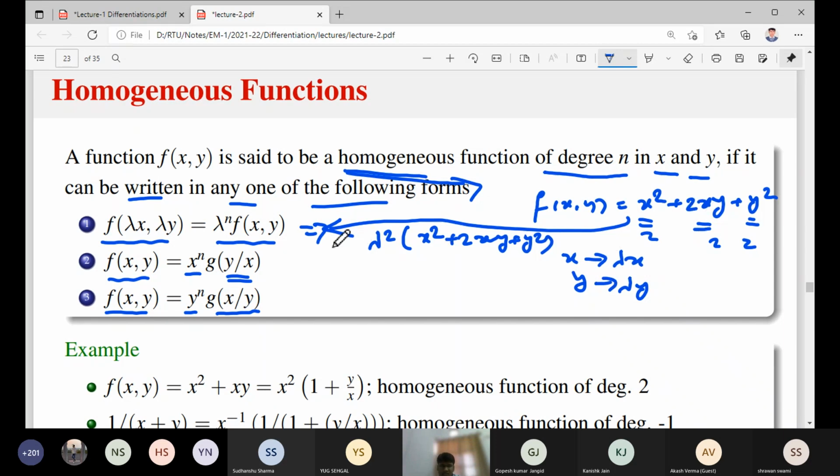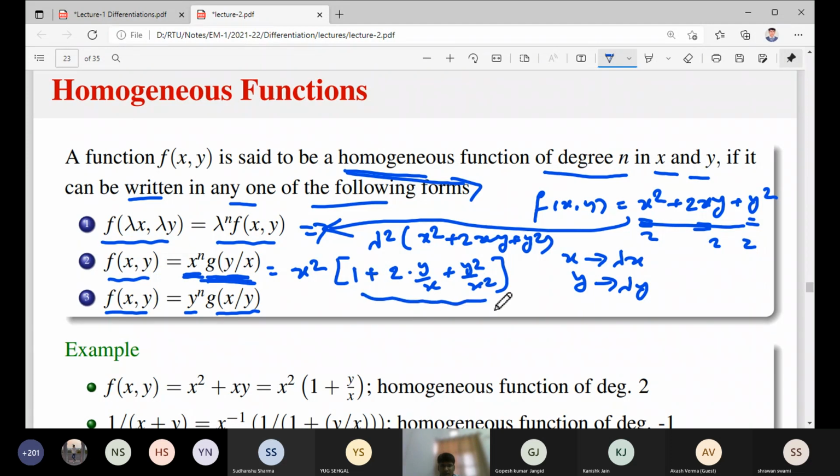Also, you can write this function in this form also. Take the maximum power of x here. So the maximum power is x square. So if you take x square common, then you can write your function as x square times 1 plus 2 times y upon x plus y square upon x square. It means if you compare with this one, our g is the function of y upon x. So this is our g of y upon x.